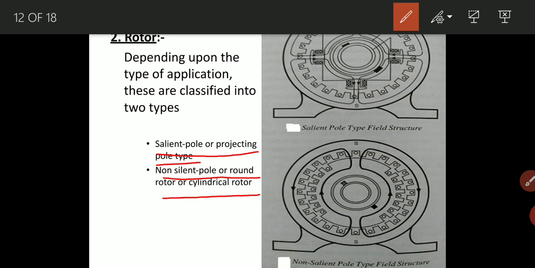The first one, if you see the diagram, is the salient pole type or projection. See here, what is the difference? These poles are outward projected. And the second one, cylindrical type. This one, cylindrical rotor. Here the air gap is non-uniform, but here the air gap is uniform. Here slots are present, in between the poles.